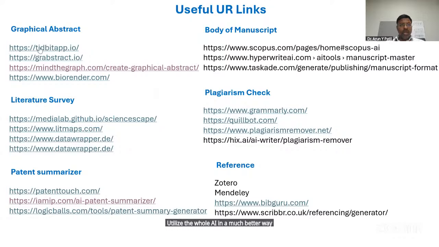So, these four are very good tools for graphical abstract development. There is the Tidbit app, the Grabstract app, and Mind the Graph, especially these three for technology-based work. The last one is for medical work, BioRender, which you can use.